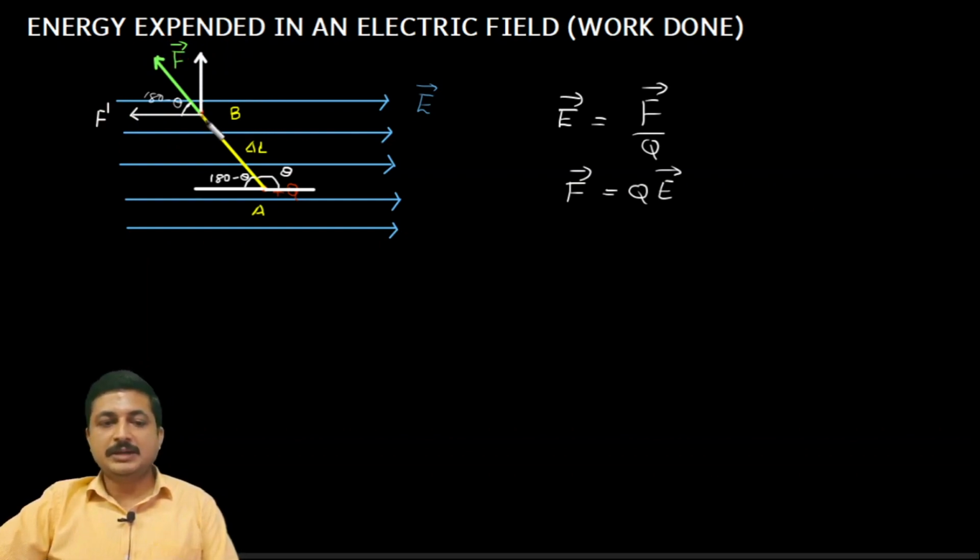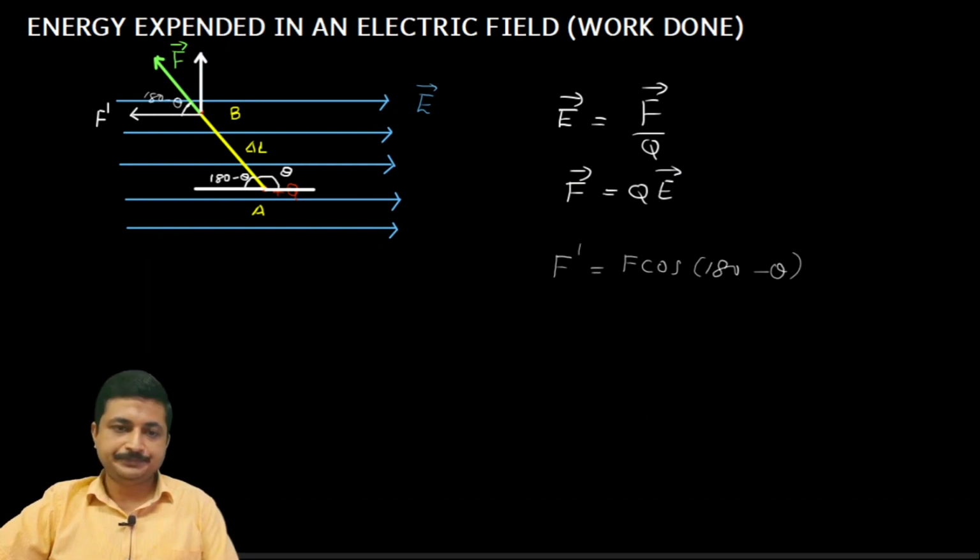So what I am doing is I am considering F dash, which is the horizontal component of the actual force, which is exactly opposite to my field. So I am interested in the maximum force which is required by me to push this charge from point A to point B. That's why I am considering only the horizontal component. Hope that is clear. So going with that explanation, I can easily write F dash as my actual force magnitude multiplied by cosine of angle, that is 180 minus theta. Hope this is very clear. Till here it is very clear.